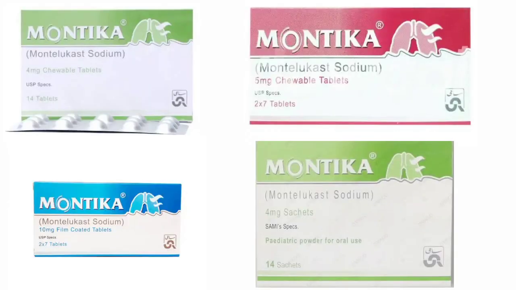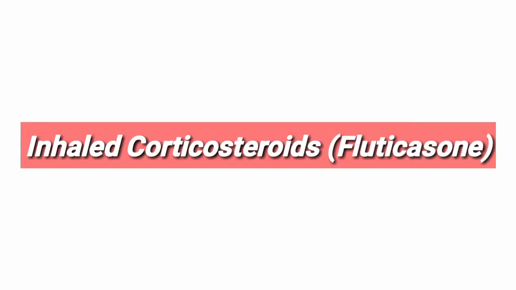So the second step is montelukast. These come in the form of Monteca, Montegard, Montica 4 mg chewable tablets, 5 mg tablet, 10 mg tablet, and the 4 mg granule sachet. So the next step in our treatment is the steroids.